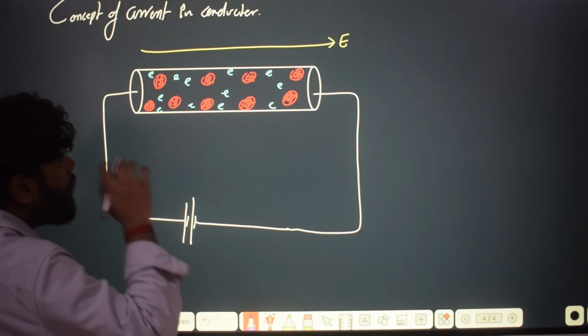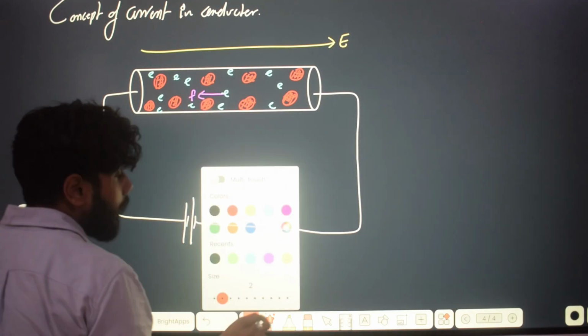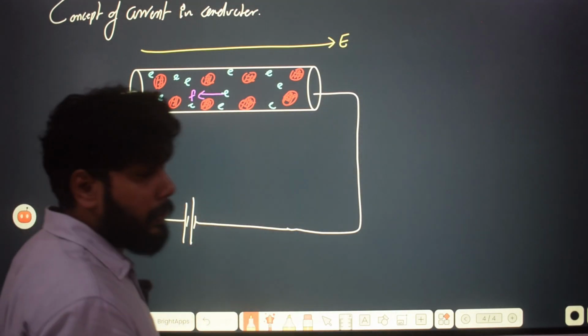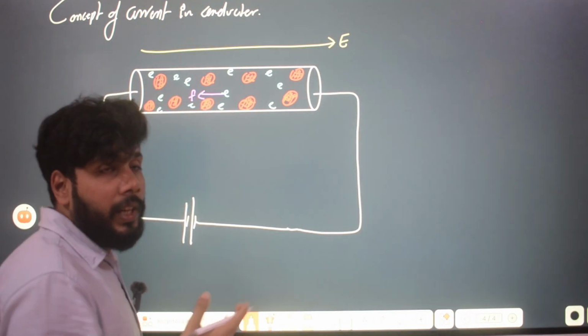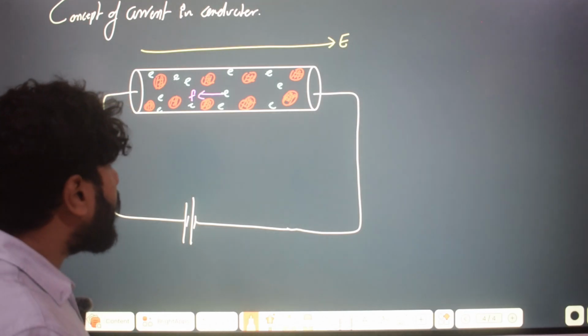So, in this case, we know the electron will experience some force F, and because of low accumulation of charge, it will not produce its own induced electric field.